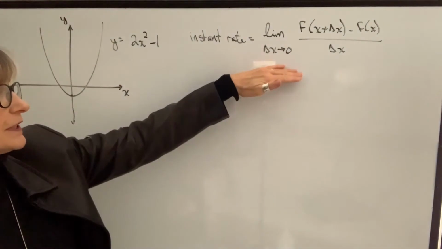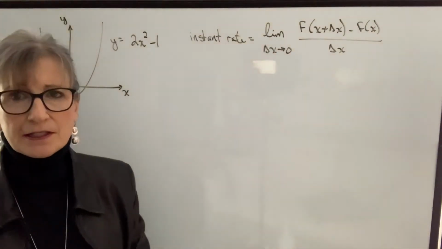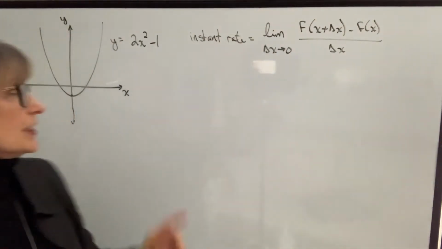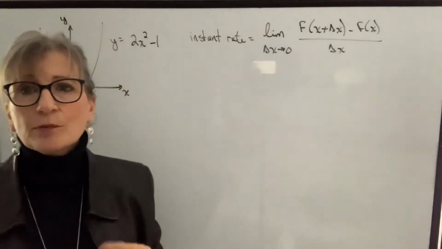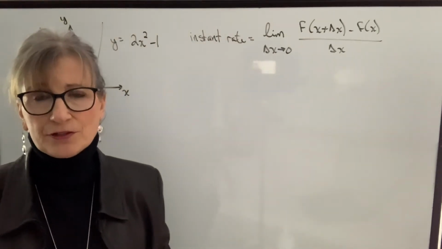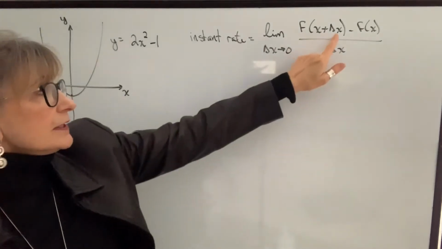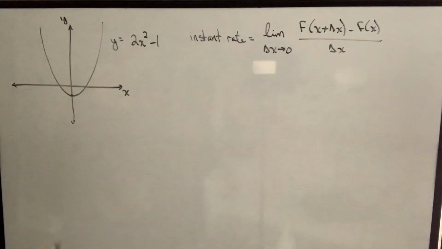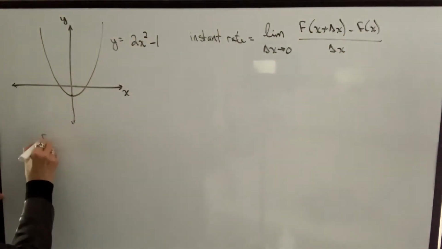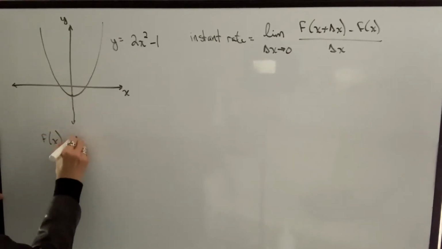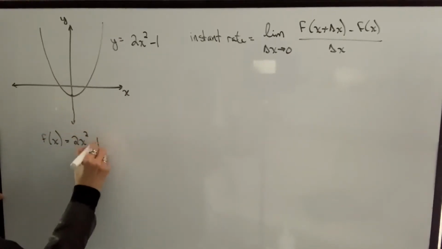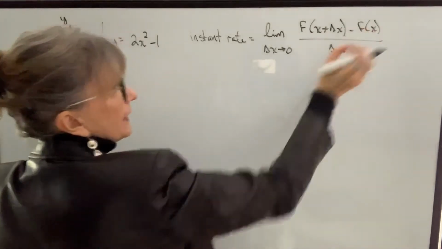Here's our definition. We're going to use this to find an expression for the instantaneous rate of change of this function. And then I'll talk about how you can evaluate it for specific values of x. So in this definition, we need to know what f of x is. That is going to be 2x squared minus 1. So that goes in for f of x.